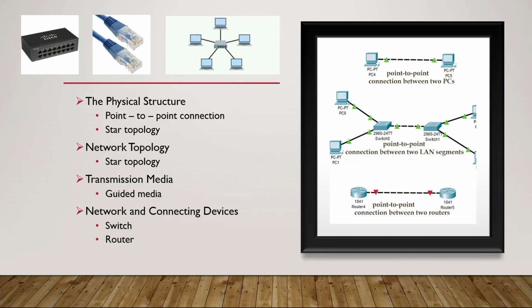The physical structure we use for this project is point-to-point connection. Point-to-point connection is very simple connectivity, easy to handle and maintain, and also provides the highest bandwidth because there are only 2 nodes on a link.